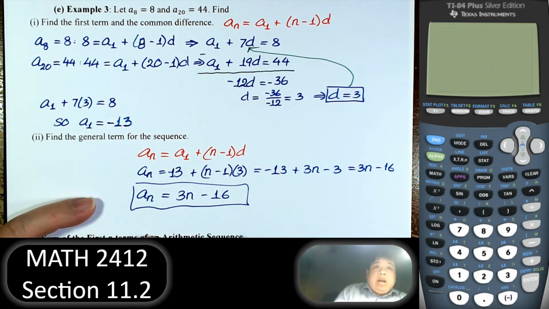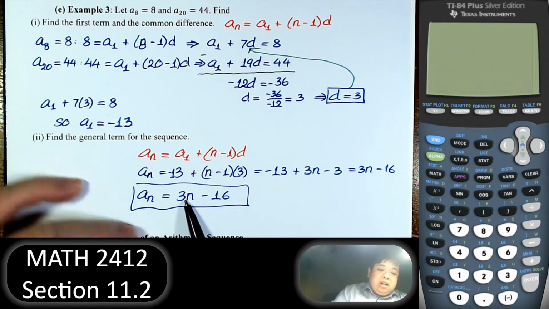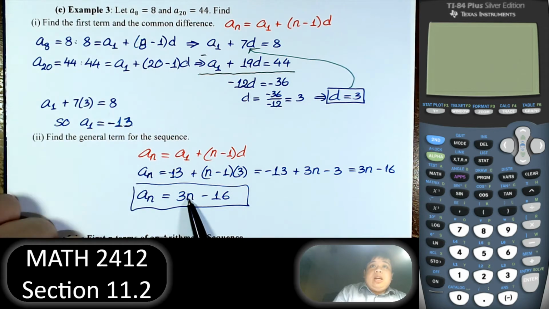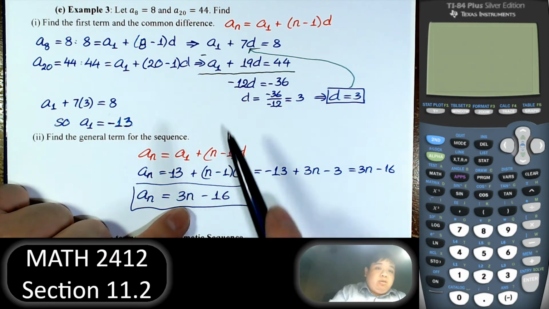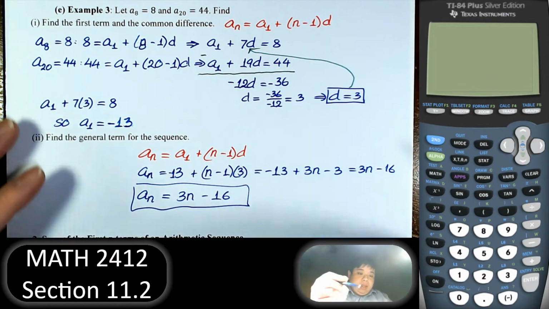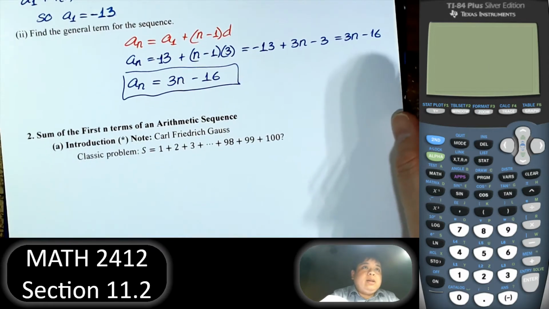Of course, now we can check one more time. Put 8 in here. 3 times 8 is 24, minus 16 is 8, which is good. Now we put 20 in here. 60 minus 16 is 44, which is good. So yeah, that's good. Right.